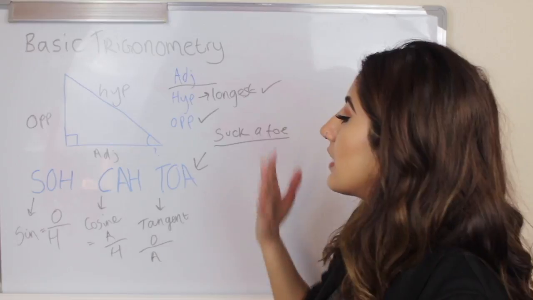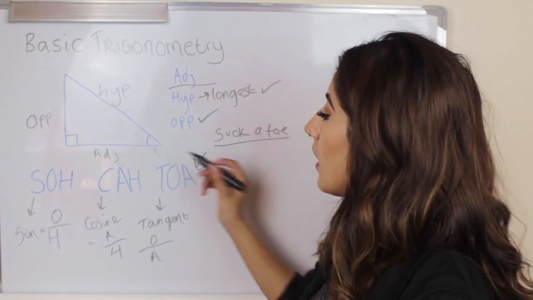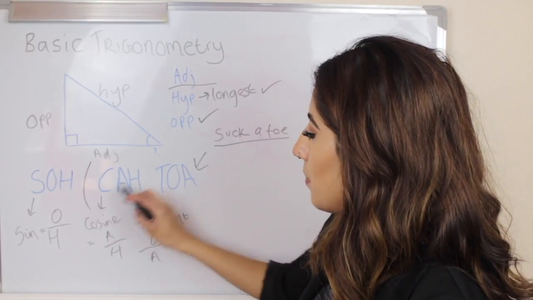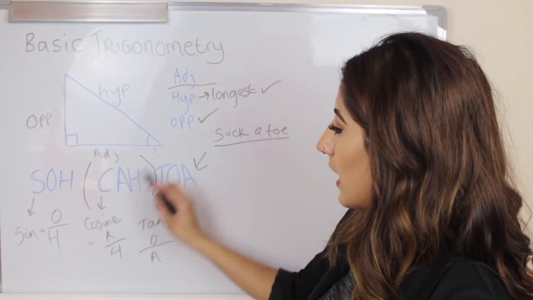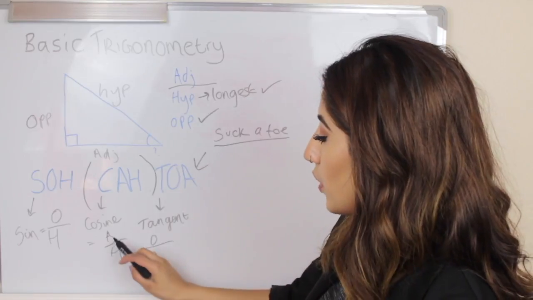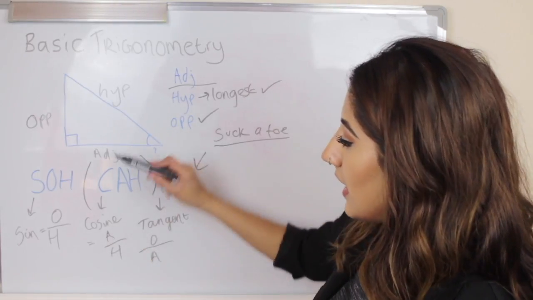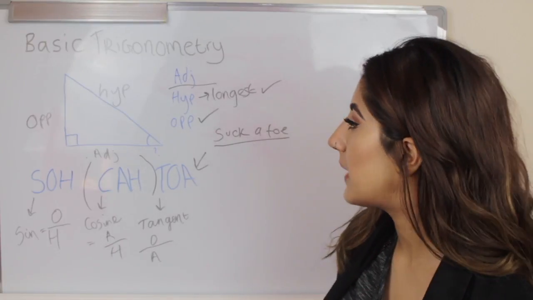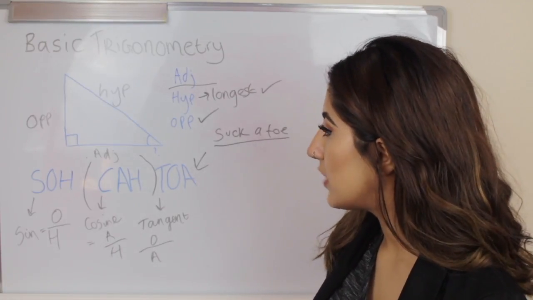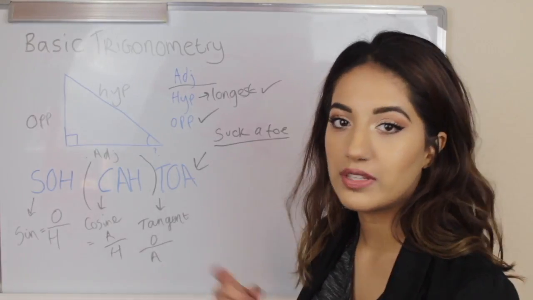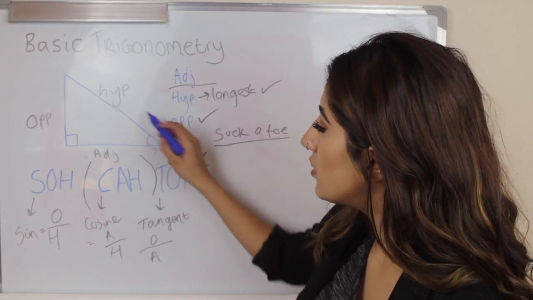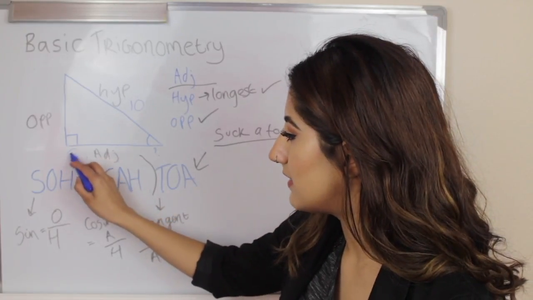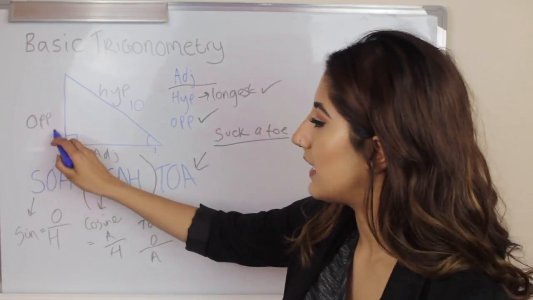If this question was asking us for the cosine of this triangle, we would remember SOHCAHTOA. Cosine is this part of the phrase. To work out the cosine of this triangle, it would always be the adjacent over the hypotenuse, meaning this side divided by this side. But I am going to explain in a bit more detail. I'm going to number all the sides now. The hypotenuse, the longest side, let's say this is 10. The adjacent is 8, and the opposite can be 6.